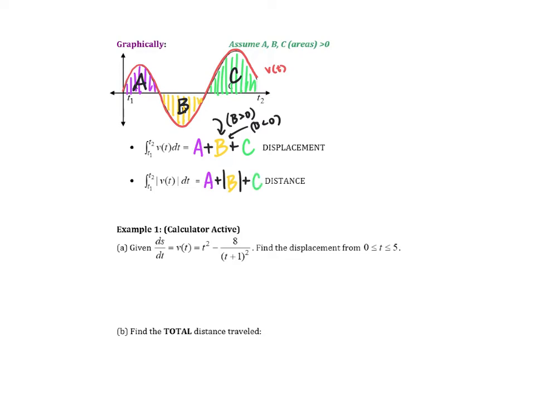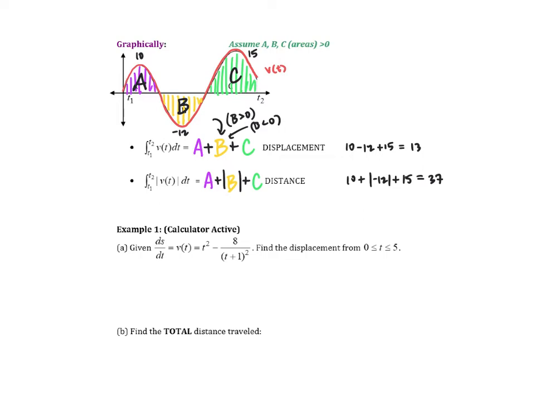Okay, so if A was, let's say, 10, and B was negative 12, and C was 15, right, our displacement would be 10 minus 12 plus 15, which would equal 13. That's our displacement. Our total distance would be 10 plus the absolute value of negative 12 plus 15, which of course would be a bigger number. How about 37?